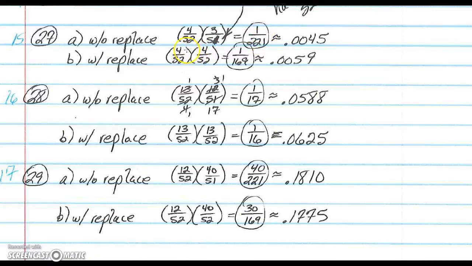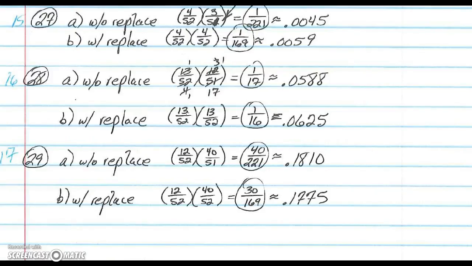On the other hand, if we do replace, we still have a 4 out of 52 chance of getting a jack on our first one, but then when we put that jack back, we still have 52 cards to choose from, and we could potentially get that same jack, so there's still 4 possible jacks in the deck. So a little better chance of getting 2 jacks there.